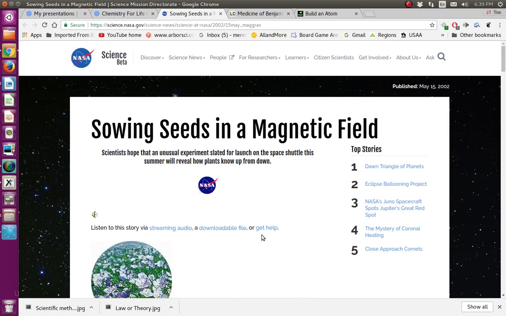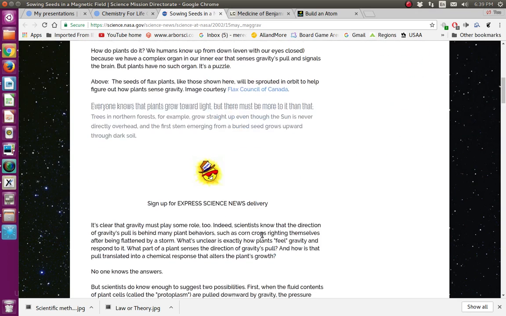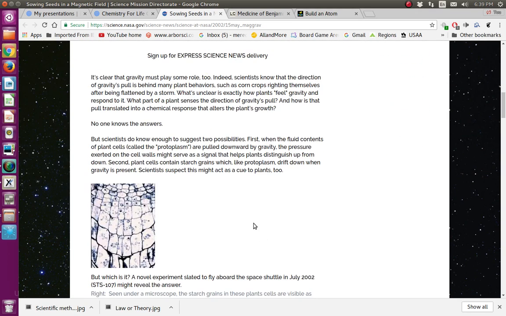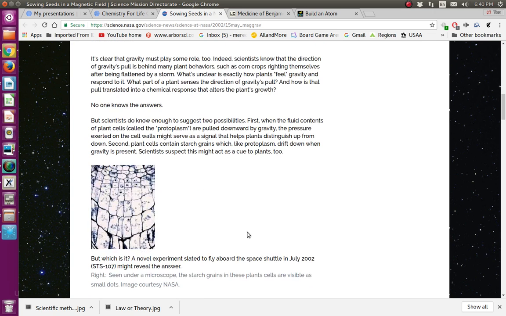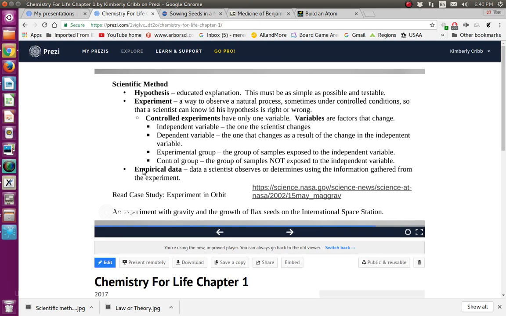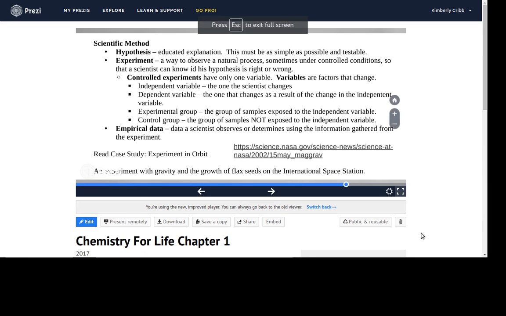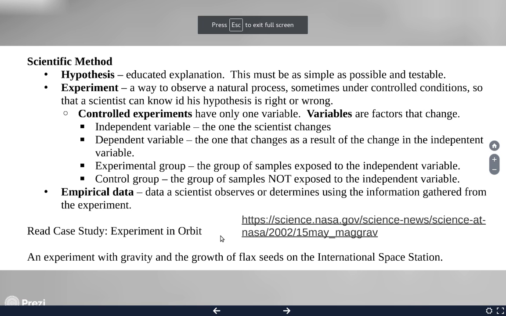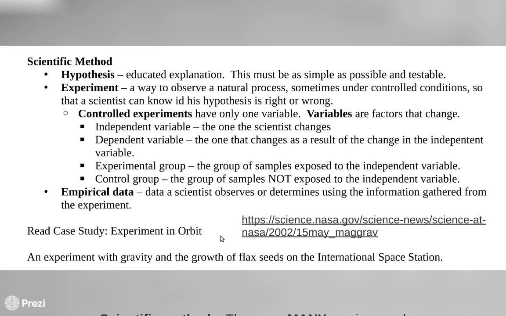But basically they grew these flax seeds in a magnetic field out in space, and they have tiny little particles inside the seeds that are slightly magnetic. When they grew them, they did see that they follow the magnetic field. And so that helped to show that applying a magnetic field to seeds will help them to figure out which way to grow, up or down. It helps them determine which way is up and down.